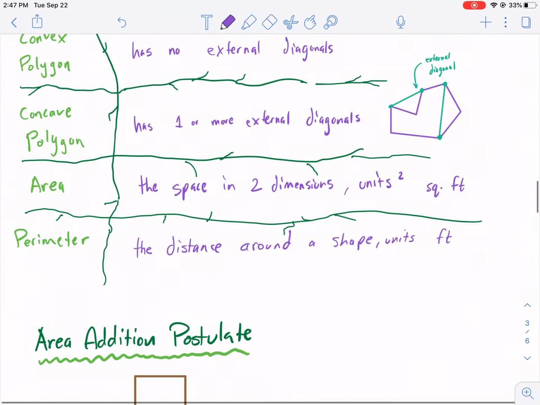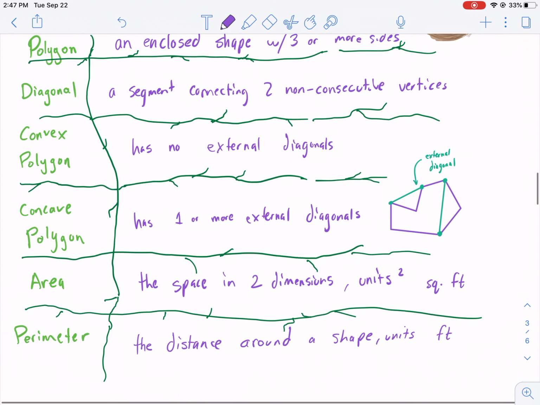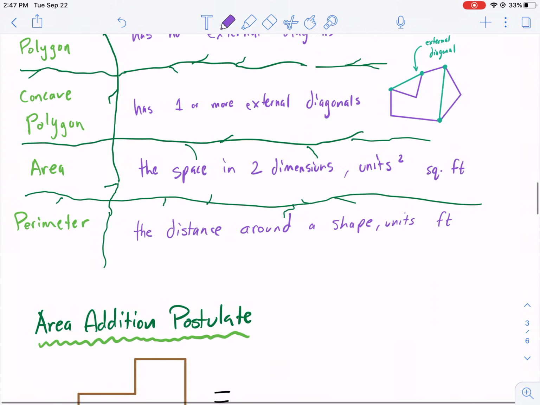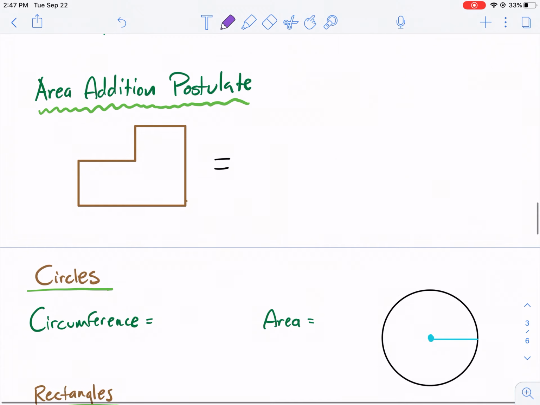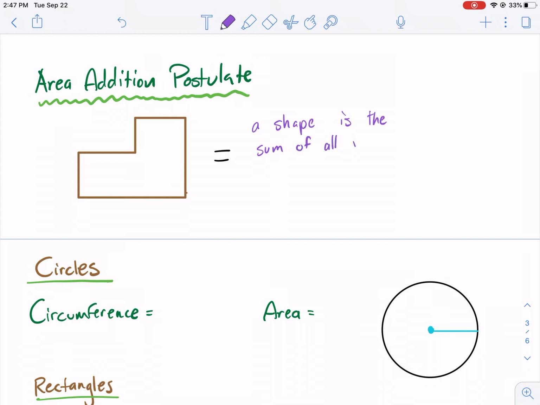Moving on. Area addition postulate. If you want to pause this and jot down the notes, all great. If you don't want to jot this down, all great. Honestly, I'm not a fan of memorization as long as you understand the concept. Area addition postulate simply states that a shape is the sum of all its shape components.